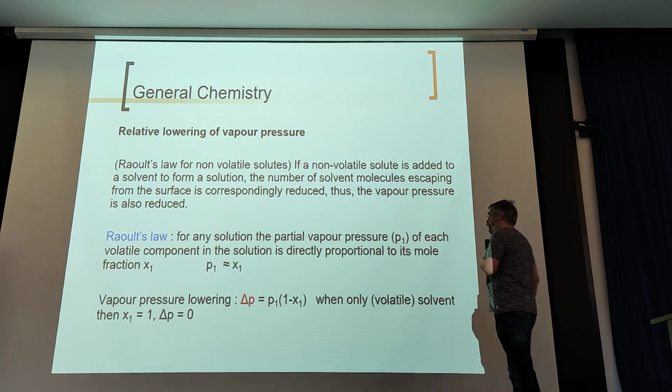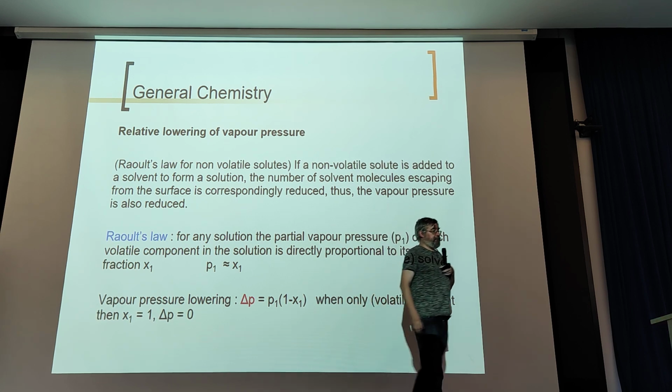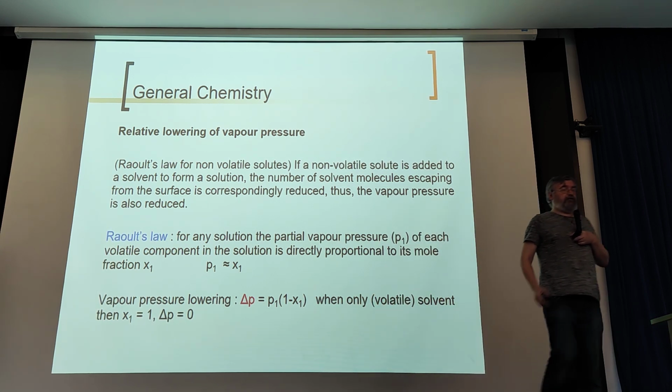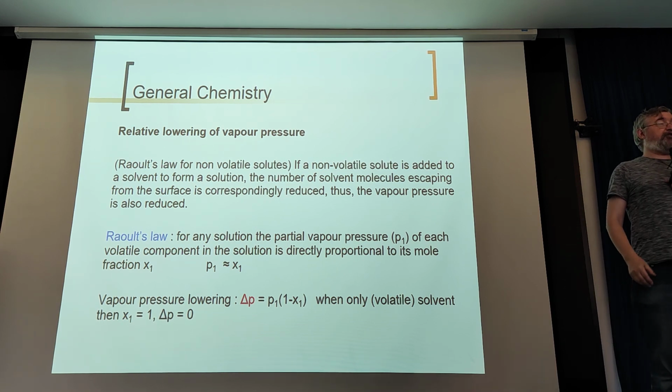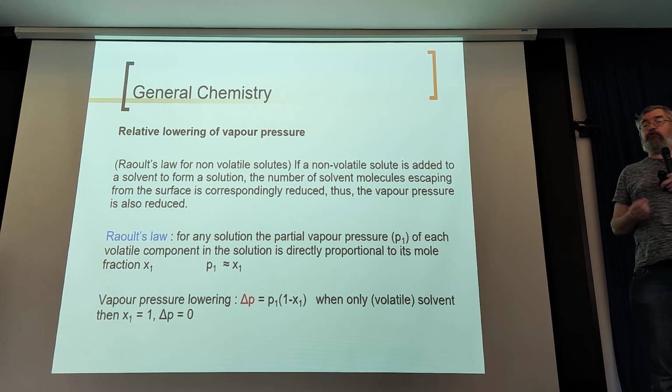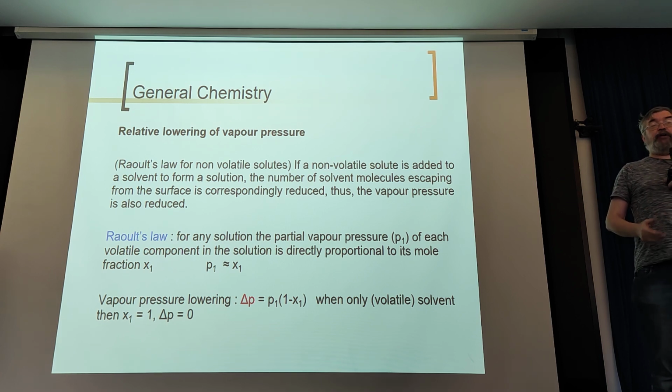And you could say indeed that the difference in pressure is going to be the original pressure when we have pure solvent multiplied by a factor 1 minus x1, x1 being the molar fraction of the solvent. Now, if the molar fraction of the solvent is 1, in other words, it's pure solvent, then it's 1 minus 1, so this is 0. In that case, we don't have, of course, any change of pressure.